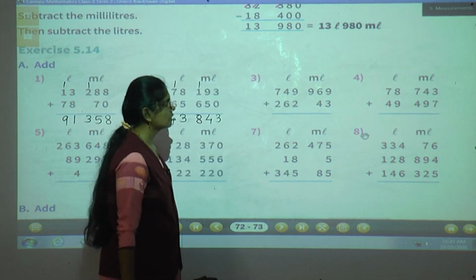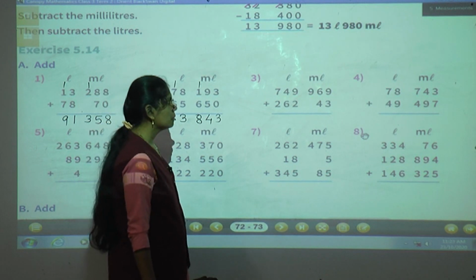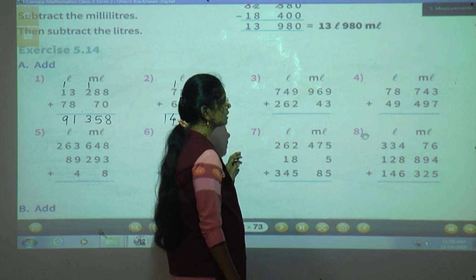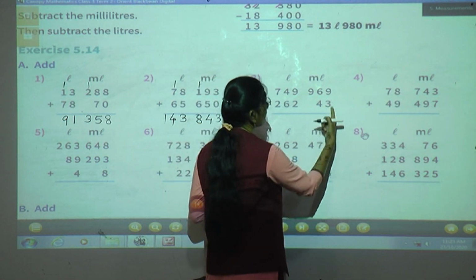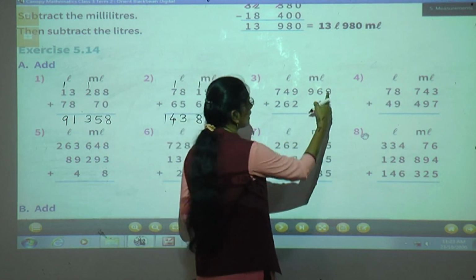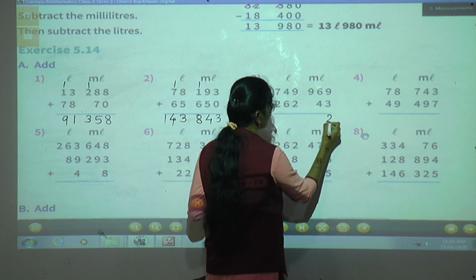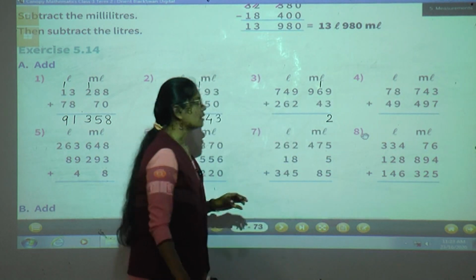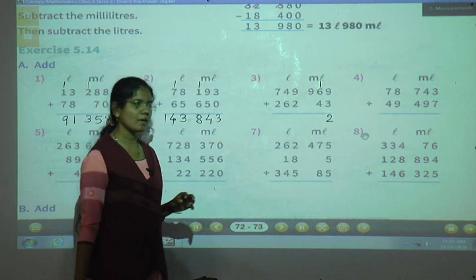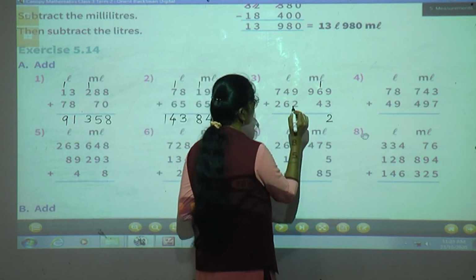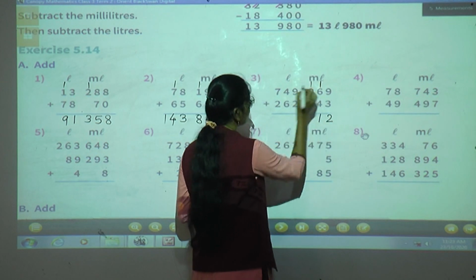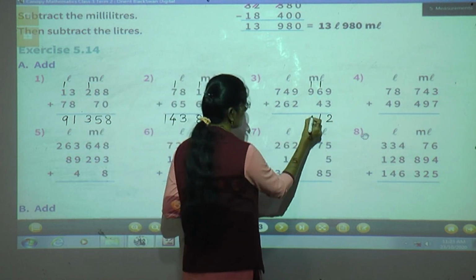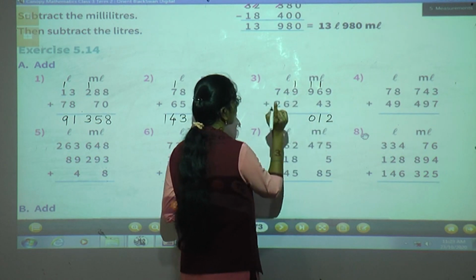749 liter, 969 milliliter plus 262 liter, 43 milliliter. Now add the milliliters first. 9 plus 3. 9 plus 3, 12. So we will write here 2 and 1 carry. Then 1 plus 6, 7. 7 plus 4, 11. So write here 1 and give 1 carry. 1 plus 9, 10. So again here 0 and 1 carry.